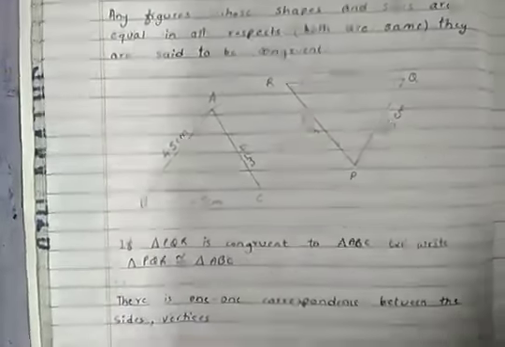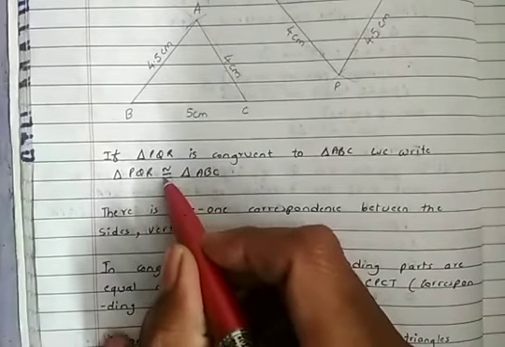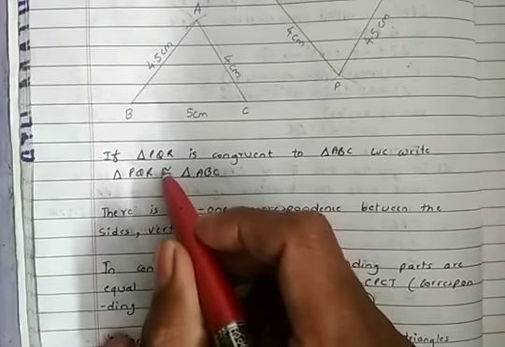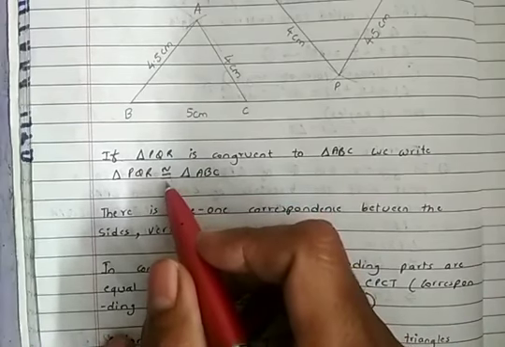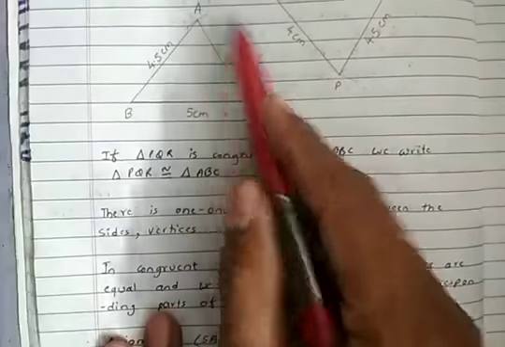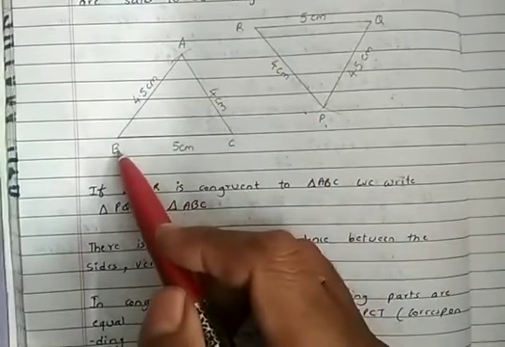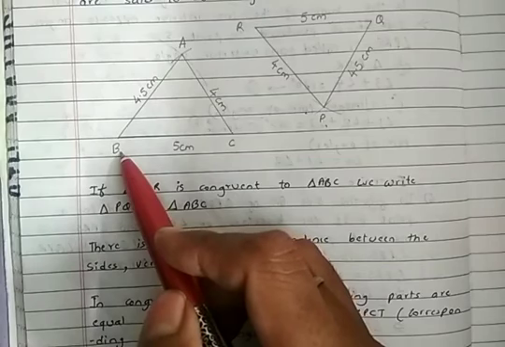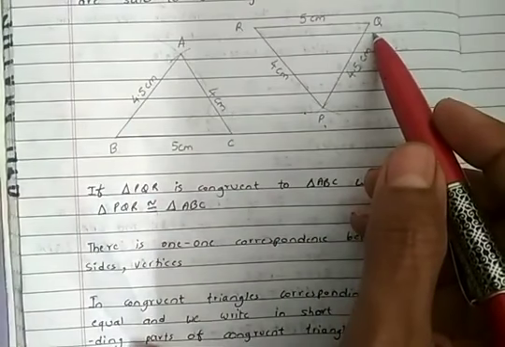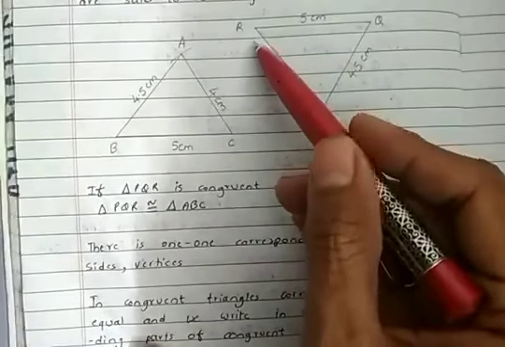How will we write the symbol of congruency? Make two lines parallel, horizontal lines, and on that make this symbol. This is the symbol of congruency. Now you can say that vertex A and vertex P, these both are also similar, right? Vertex B and vertex Q, these both are also similar. Vertex C and vertex R are both similar.